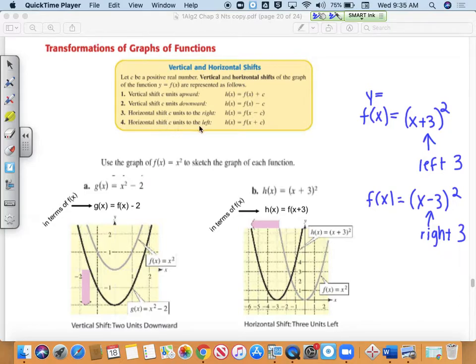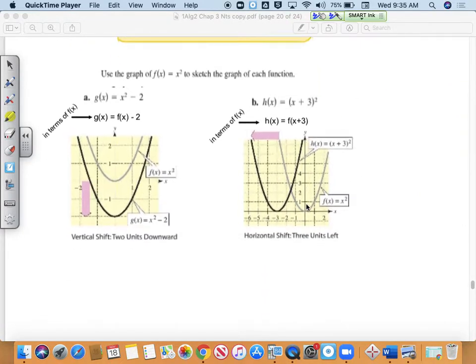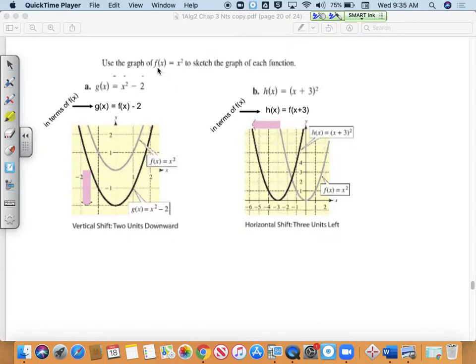And a horizontal shift to the left, you actually add, which is opposite thinking from what you would think would happen. So if we look at these examples here, we are also using the parent function f of x equals x squared to sketch the graphs of these functions. So we want to sketch the graph x squared minus 2.